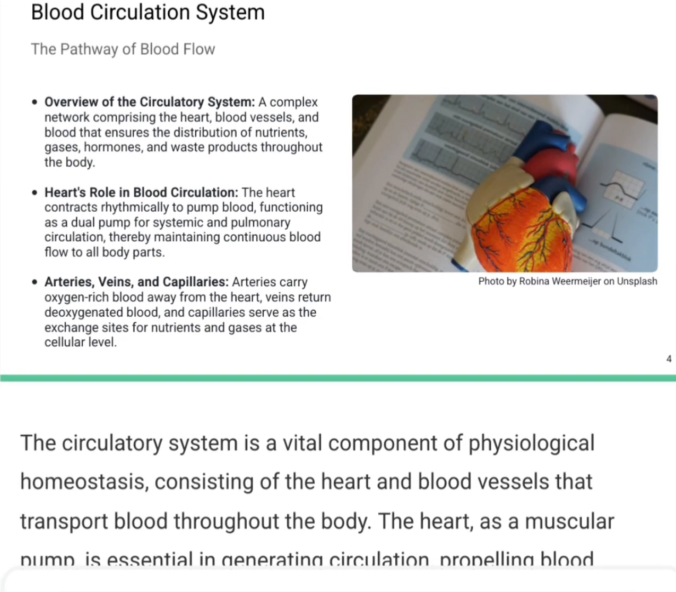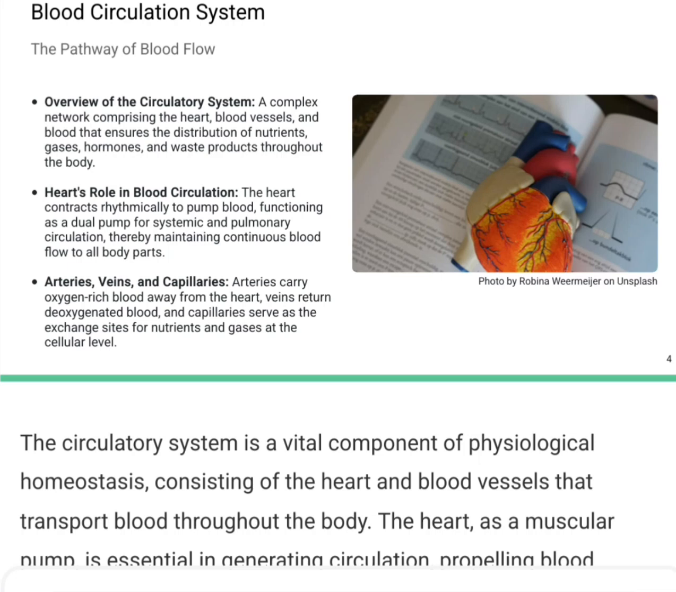Moving on to the blood circulatory system, the pathway of blood flow. Overview: a complex network comprising the heart, blood vessels and blood that ensures distribution of nutrients, gases, hormones and waste products throughout the body. The heart's role in blood circulation: the heart contracts rhythmically to pump blood, functioning as a dual pump for systemic and pulmonary circulation, thereby maintaining continuous blood flow to all body parts.